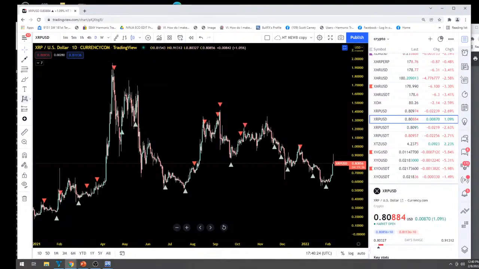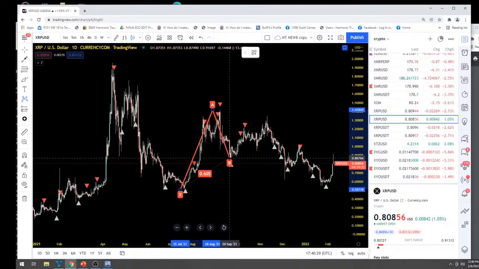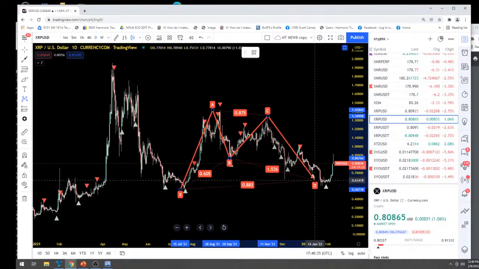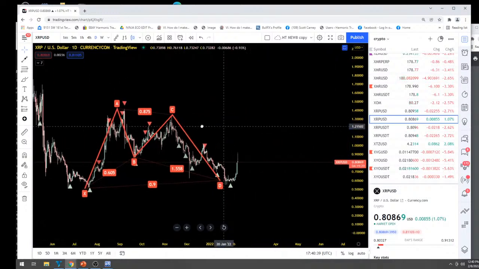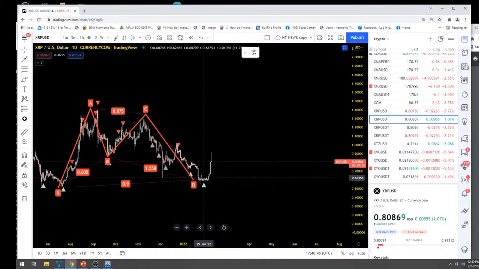But look, XRP, I think, is really early in the development. The construction off of this 886 is right there. So you just hit the 886 off of that prior low, just back in January. This is a first thrust.